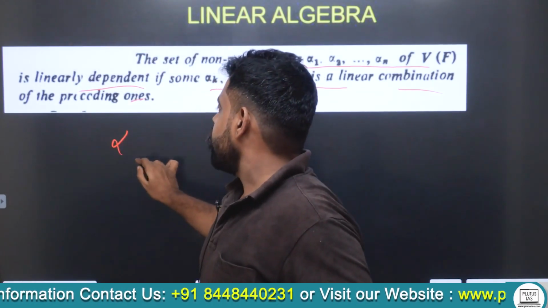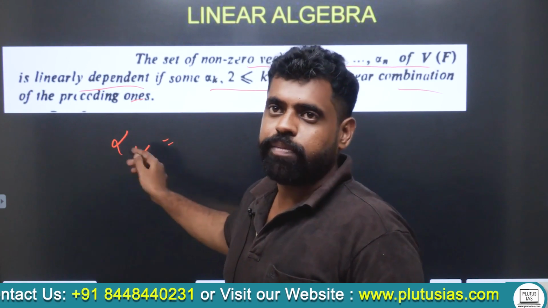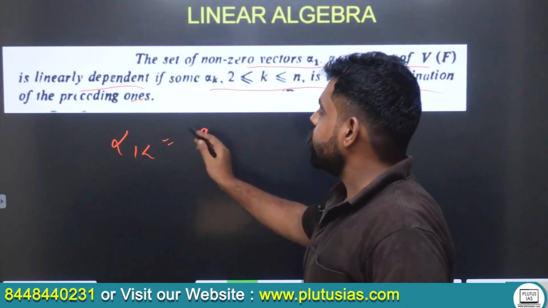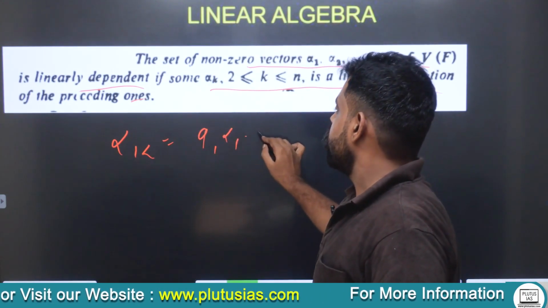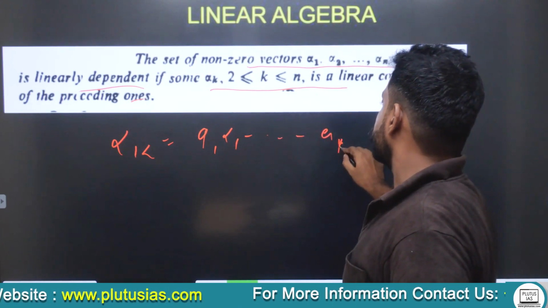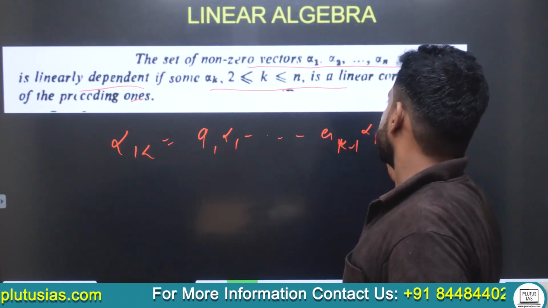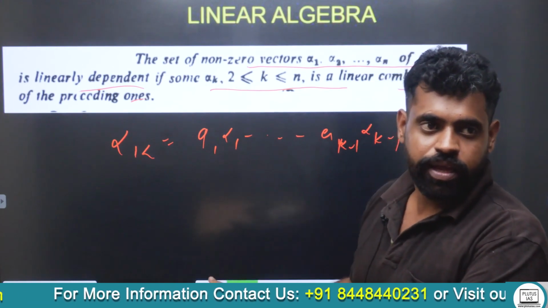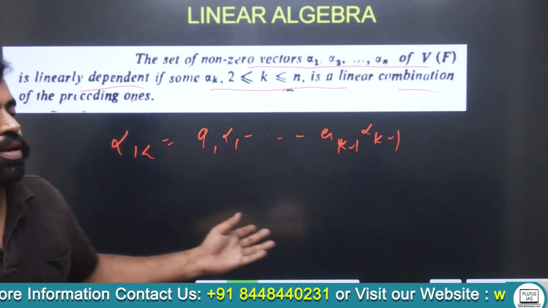It is saying that if any of the vectors can be written as, suppose it can be written as alpha 1 a1 plus up to alpha k minus 1 a k minus 1, okay? So clearly it is linearly dependent.